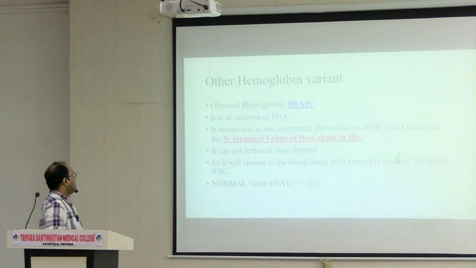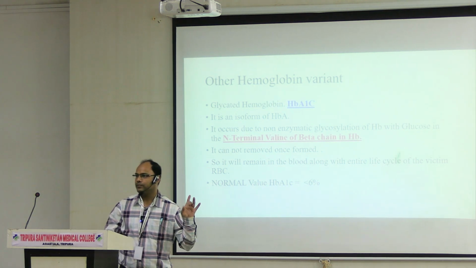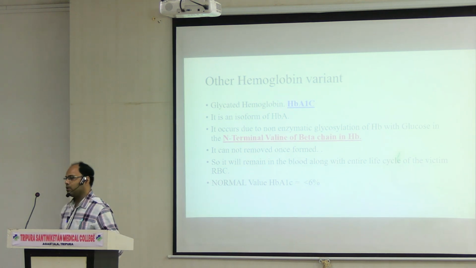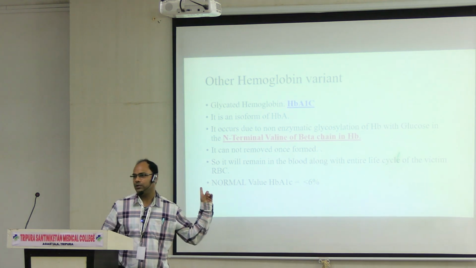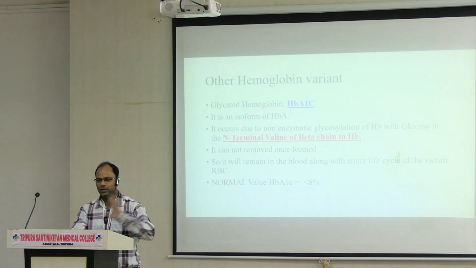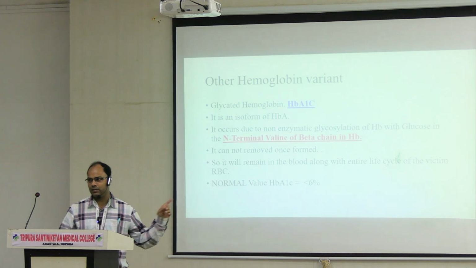So HbA1c is an isoform of hemoglobin A, adult hemoglobin, not others, because we need the beta chain. This only occurs at the N-terminal valine of the beta chain. Okay, you understand? Normal value is less than 6%. This is very important. HbA1c. Apart from some other variants like HbA1a, HbA1b, you don't have to remember everything. Just remember HbA1c.